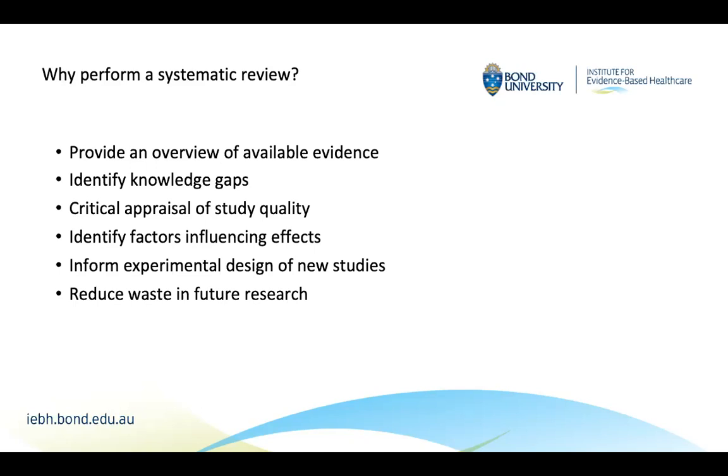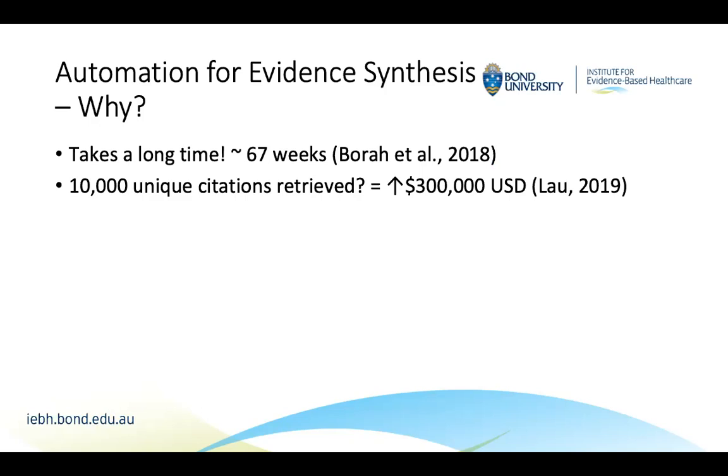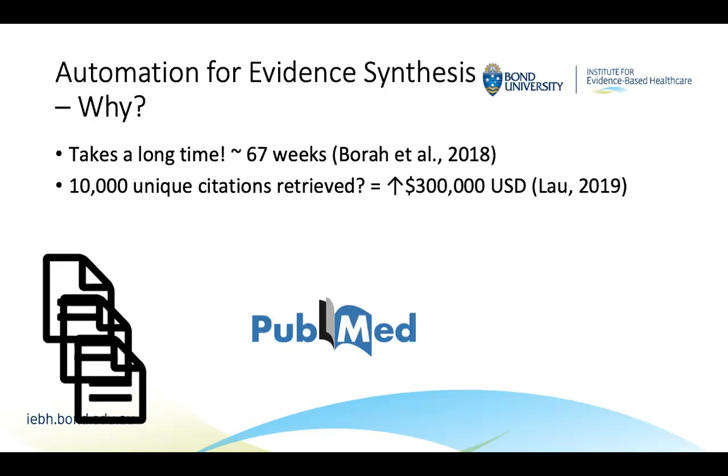But it takes a really, really long time. Like I said, in the recent special edition of Systematic Reviews on automation techniques, Joseph Lau estimated that if you retrieve about 10,000 unique citations, it costs upward of $300,000 US dollars to conduct. So it's a very, very time-consuming research process. So basically, the more and more research that gets published and indexed in PubMed, the more we have to synthesize, and then your desktop might look like this.